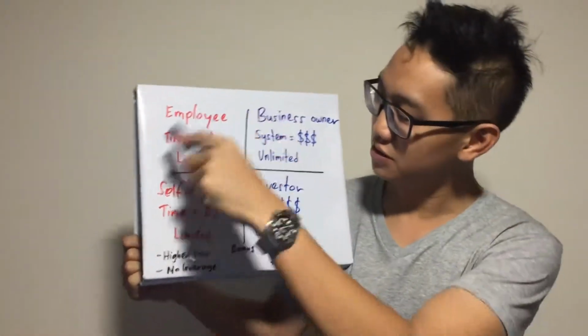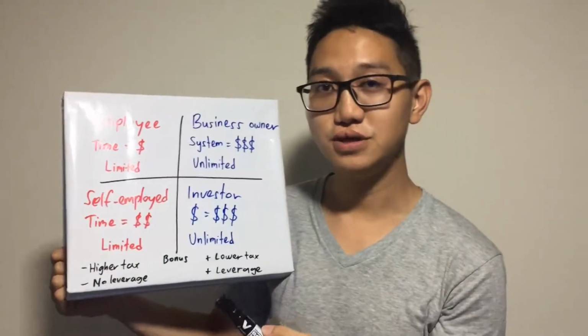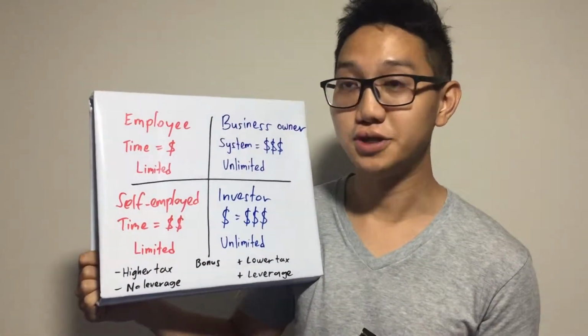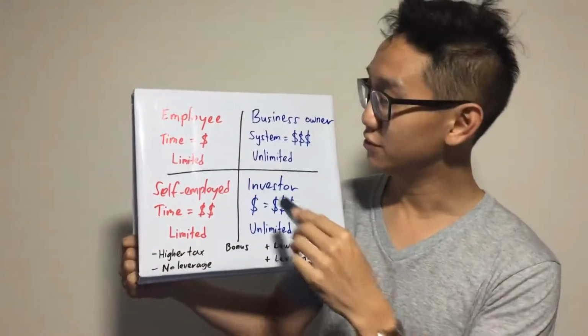So you can see this is the ESBI quadrant made by Robert Kiyosaki, the author of Rich Dad Poor Dad. So let's go right into the video.